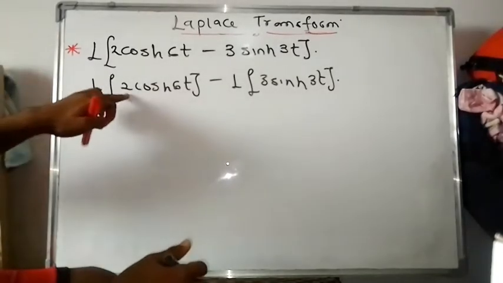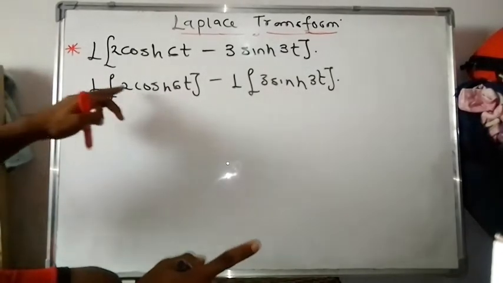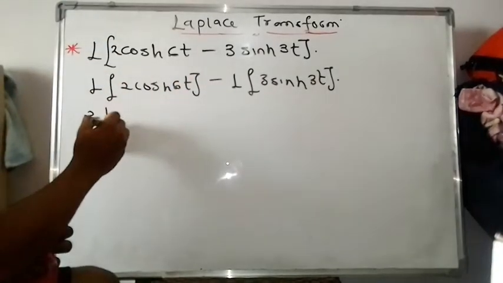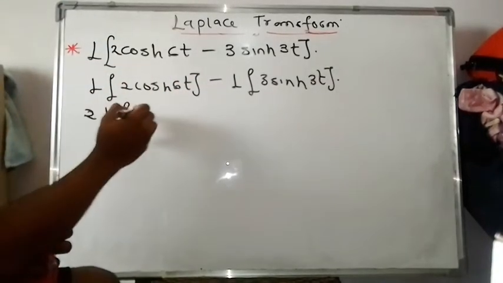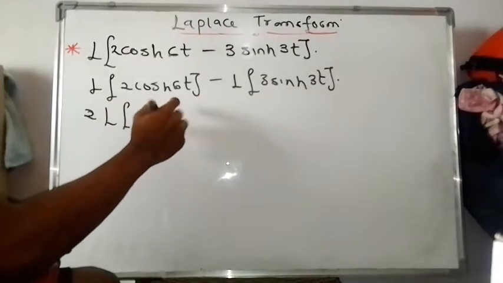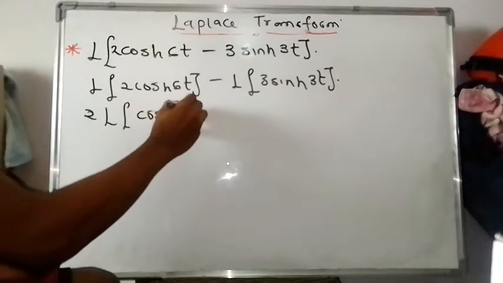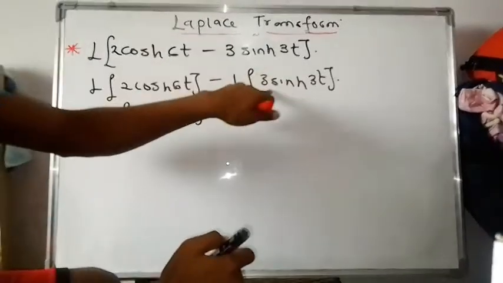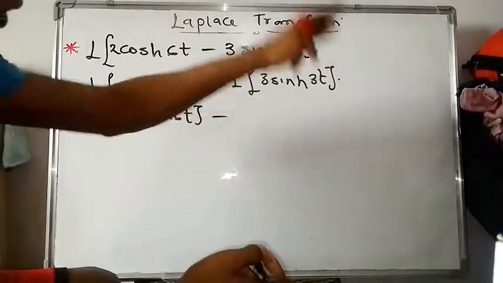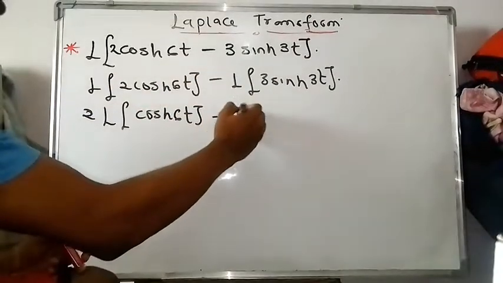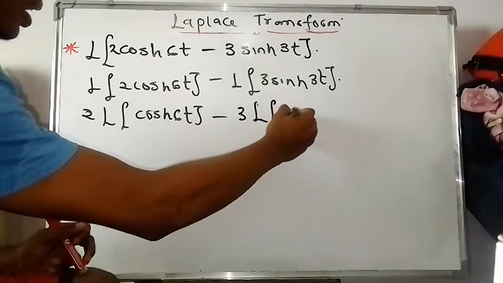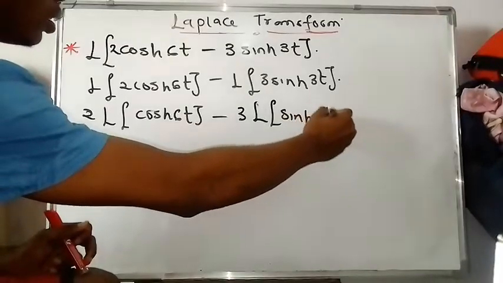So now we have a constant here which is 2. So the Laplace of 2 cos 6t is equal to what? Following the second rule, it says 2 times the Laplace of cos 6t, minus the Laplace of 3 sine 3t. 3 is a constant, times this function, so it will be 3 times the Laplace of sine 3t.